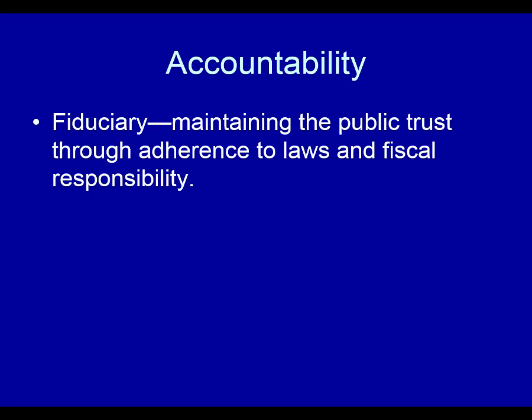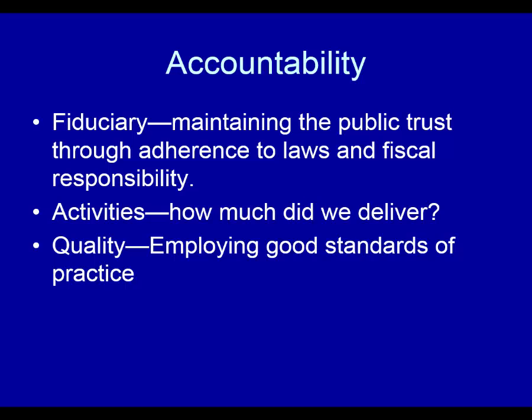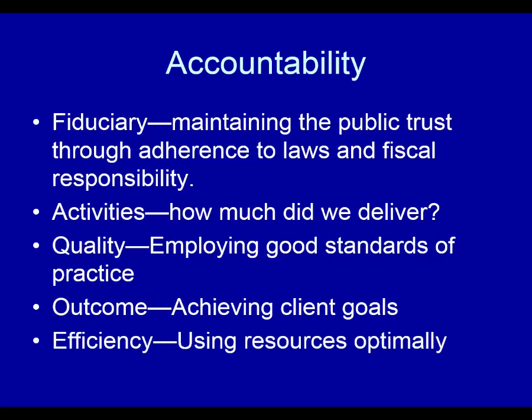Let's look at accountability. Fiduciary is a term you may not have encountered a lot. That means maintaining the public trust through adherence to laws and fiscal responsibility, in other words, not having scandals and that sort of thing. Number two, activities. How much did we deliver? Another way of being accountable. If we delivered a lot, then people think we're okay. Quality is another one, which means employing good standards of practice. Are you employing qualified staff, for example? Outcome, which is increasingly the focus of accountability, is the achievement of client goals, achievement of client benefit, helping the clients in some way. Efficiency means using resources optimally, something we don't look at a great deal, but increasingly has been the focus.